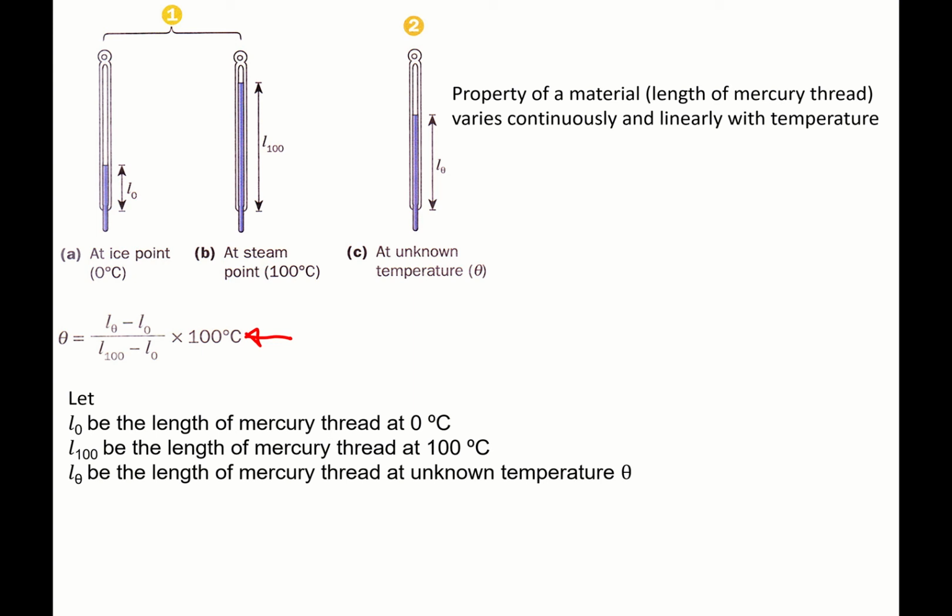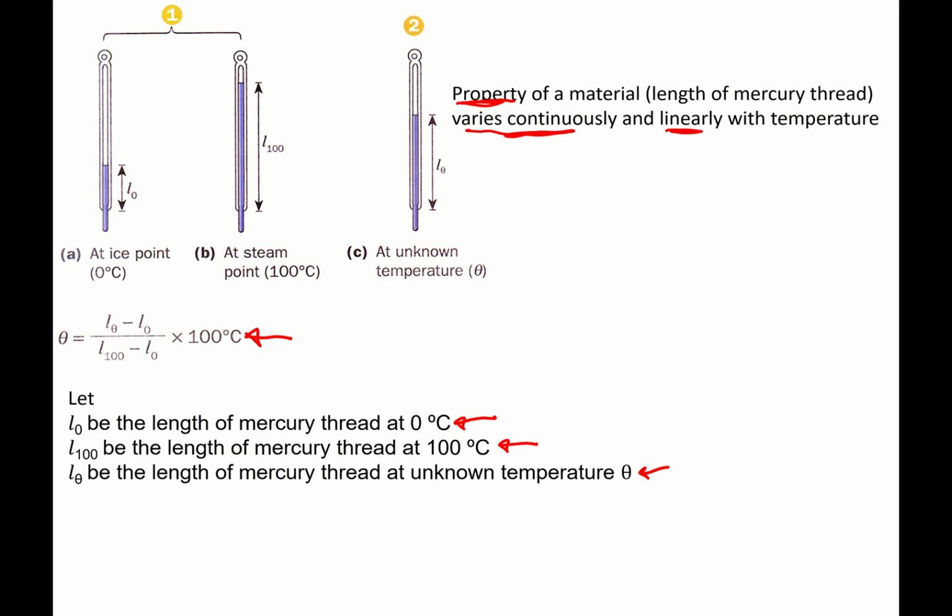Now, first of all, we have learned that the property of material can be used to measure temperature if it varies continuously and linearly with temperature. So in this case, this property we're going to use is actually the length of a mercury thread. In this specific example, we'll let L0 be the length of mercury thread at 0 degrees Celsius, L100 be the length of the mercury thread at 100 degrees Celsius, and L theta be the length of mercury thread at an unknown temperature theta. Now let us all establish this first.